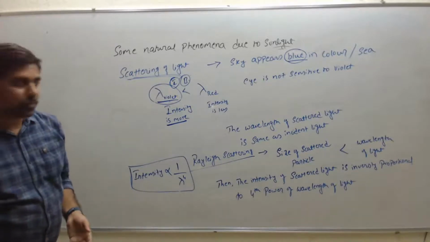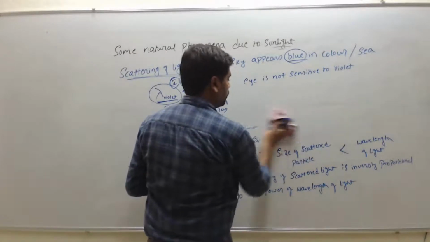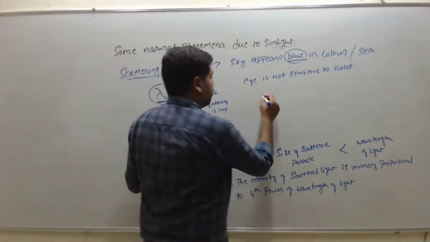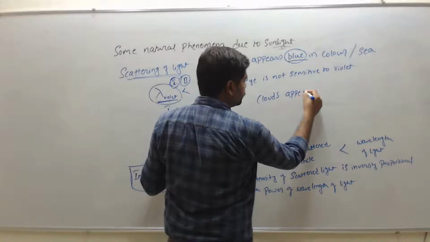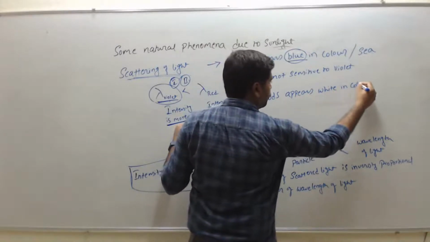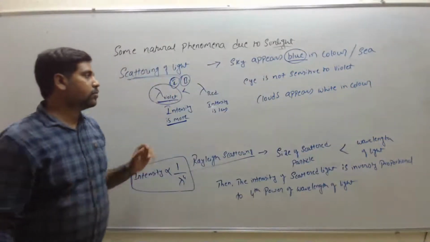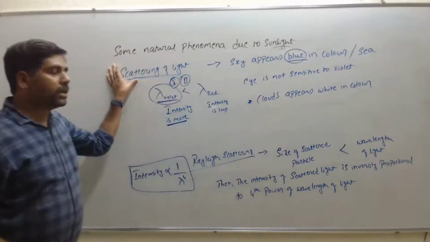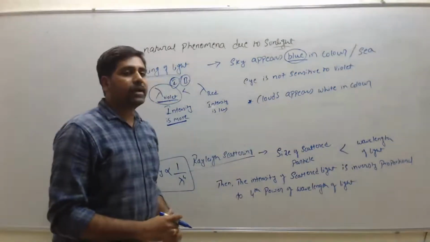So next, the next one is why clouds appear white in color. This is the second phenomenon in the scattering of light. Why do clouds appear white in color?